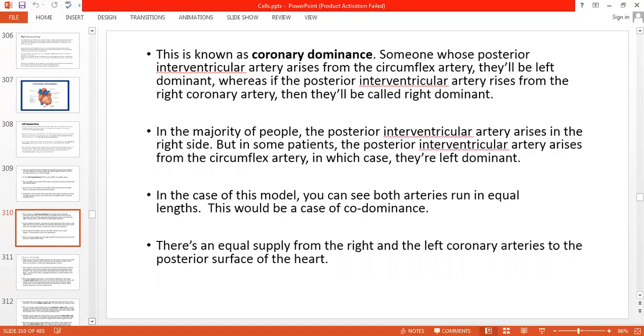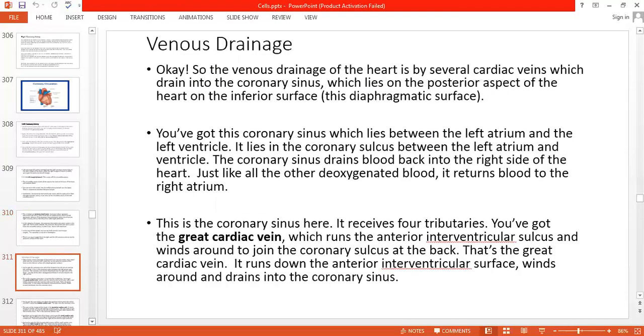In the case of this model, you can see both arteries run in equal length. This would be a case of co-dominance, meaning both sides are equal. Left and right are both dominant. There is an equal supply from the left and right coronary arteries to the posterior surface of the heart. Then there is the venous drainage.